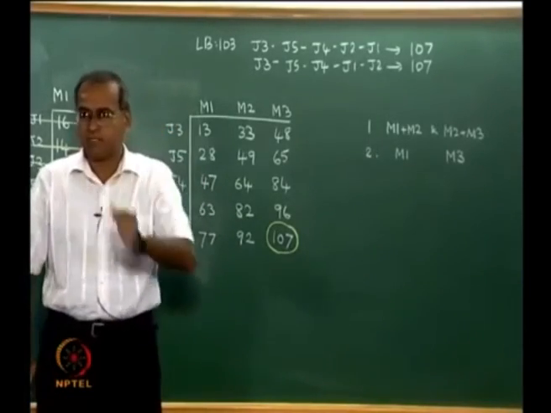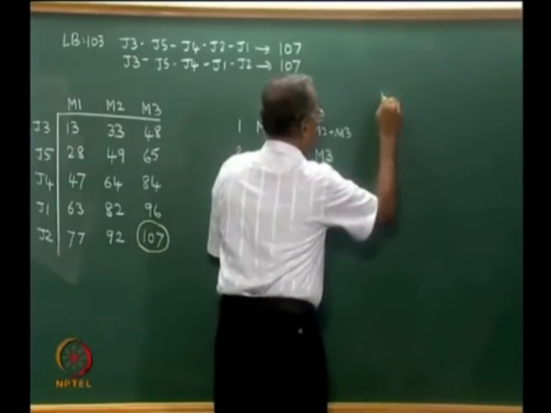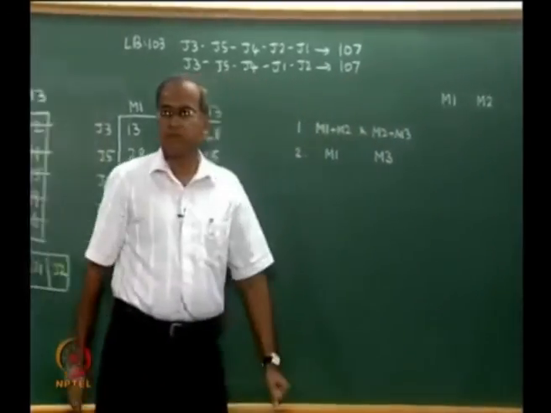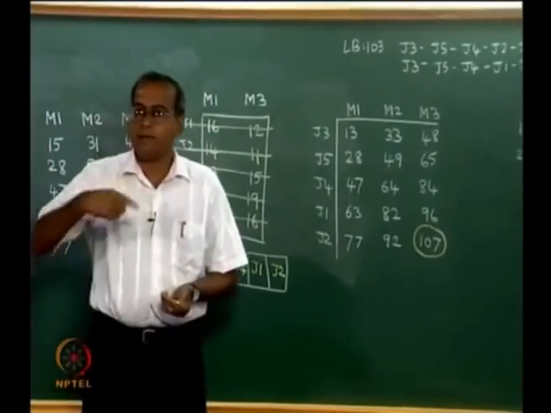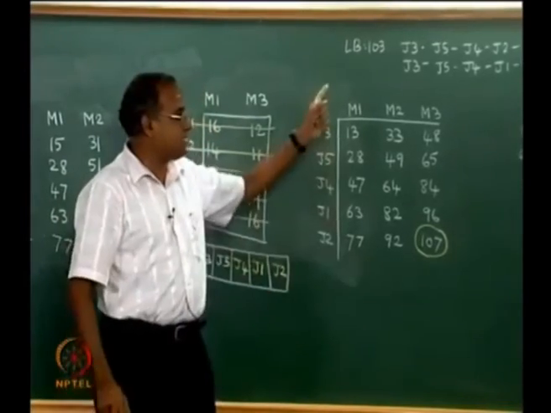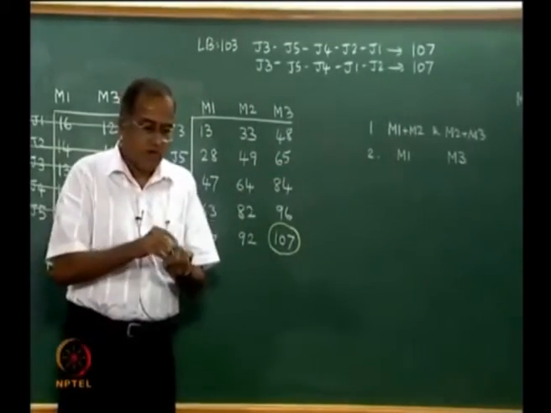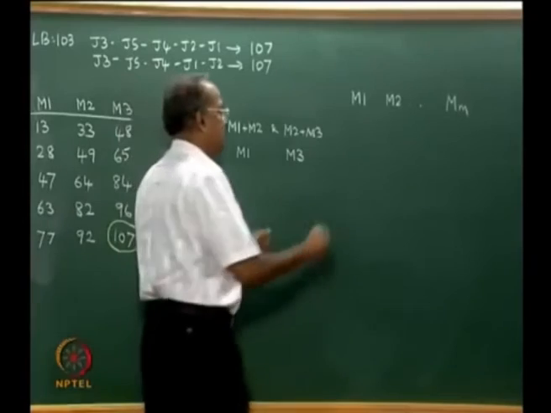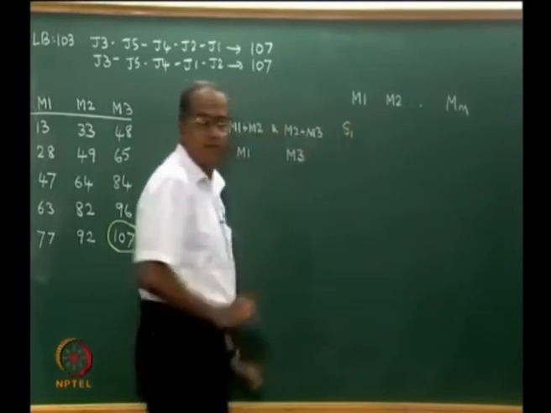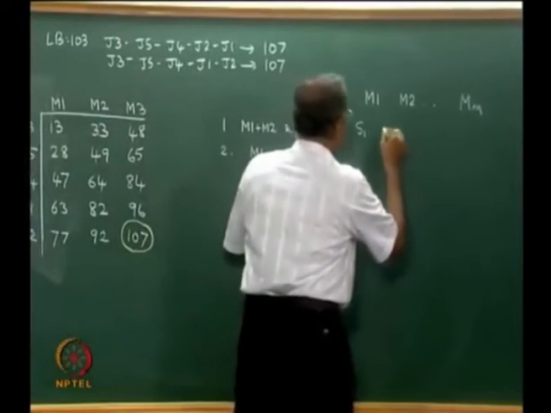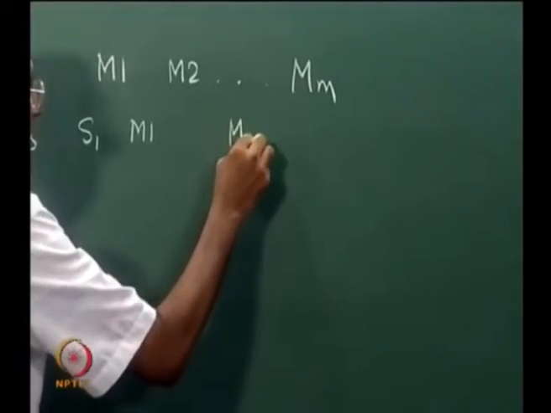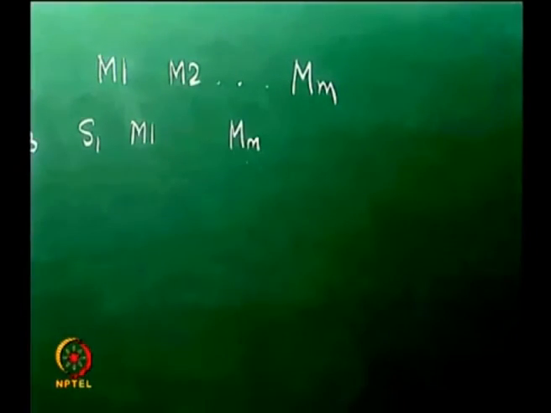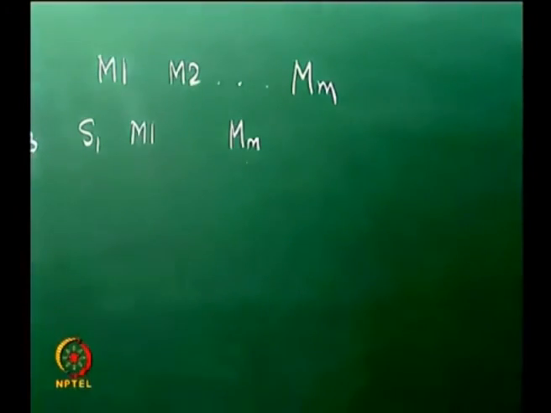So if we have M machines, we call them M1, M2, up to MM. Now we create M minus 1 sequences. For 3 machines we created 2 sequences. For general M machines we create M minus 1 sequences. So let us call sequence S1 as M1 and MM. Take the first machine, take the last machine, do a Johnson out of that.